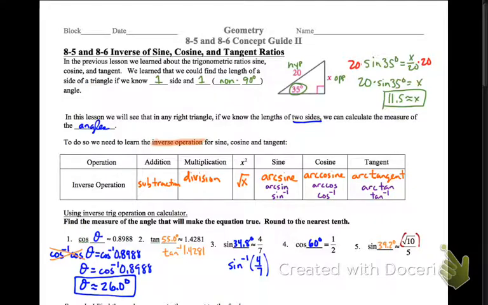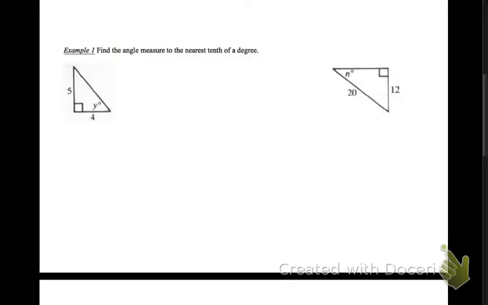All right, so that's how we do arc sine, cosine, and tangent. And we can use that now to solve for angles. So from the perspective of this angle, we're trying to solve for y here. 5 is the opposite side, 4 is the adjacent side, and of course the hypotenuse is up there. With the 5 and the 4, opposite and adjacent, which trig ratio are we going to use? That would be the tangent. So we're going to say the tangent of y is equal to 5 over 4.